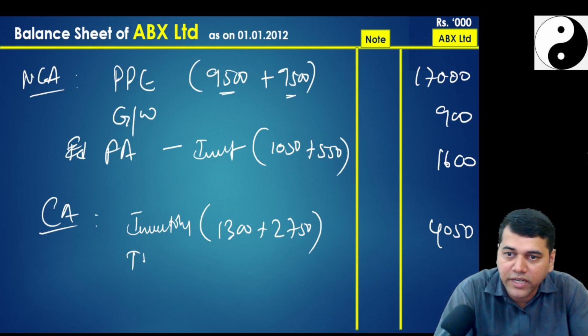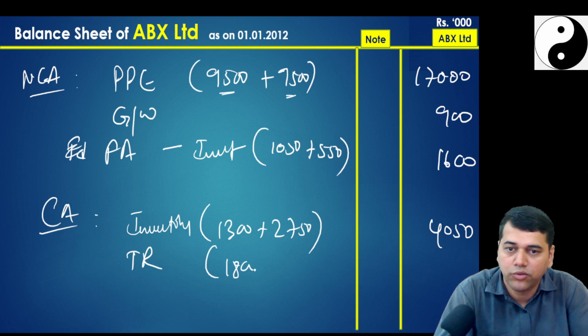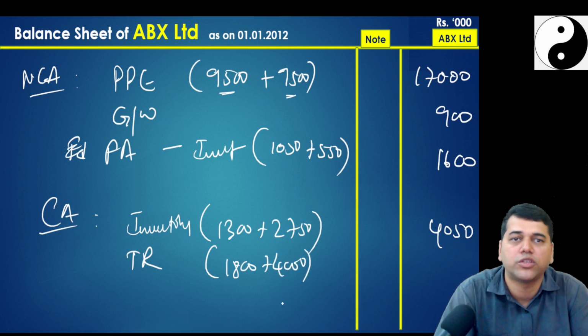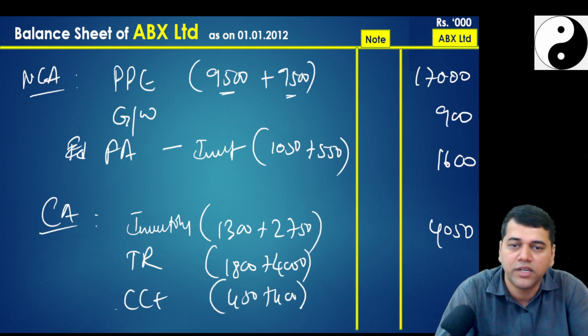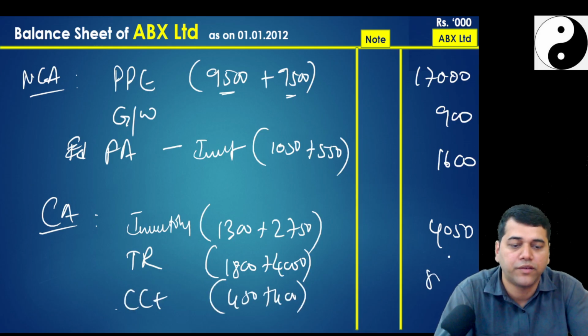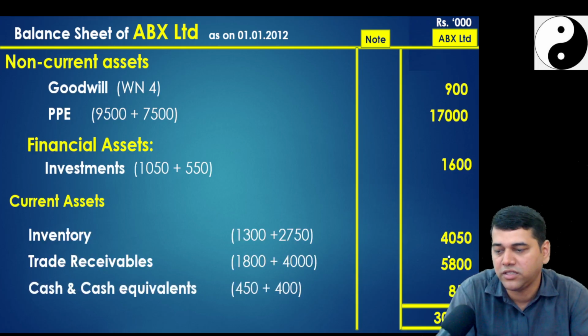Second item, you have got a trade receivable. 1800 plus 4000, both are at book value, no headache. CCE 450 plus 400, both are at book value, 850. And you got this balance sheet, 30,200, asset side of the balance sheet.